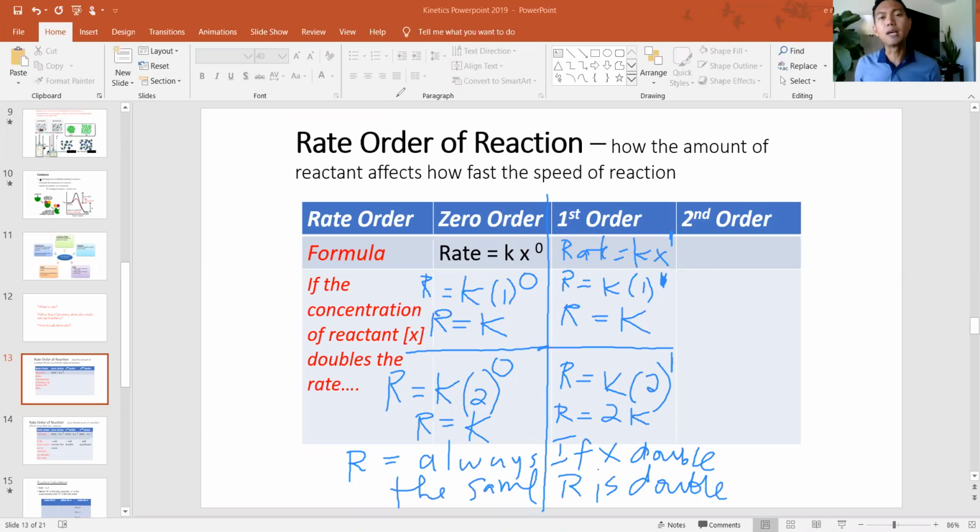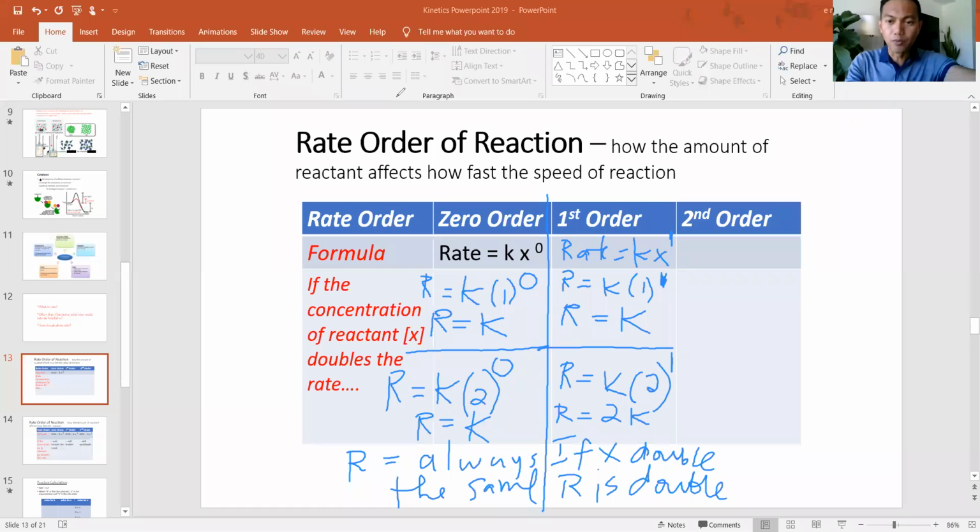Conceptually, what that means again is that there are some reactions where if I change the amount by a certain factor, the speed of the reaction is going to change exactly the same way. So if I double the amount, I double the speed. That's the idea of first order reaction.